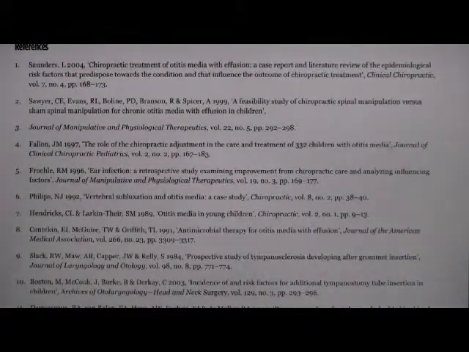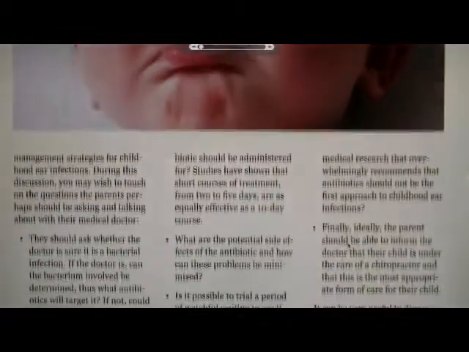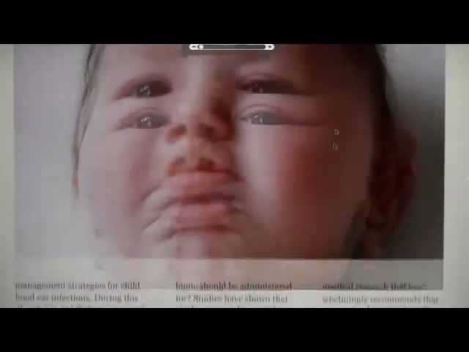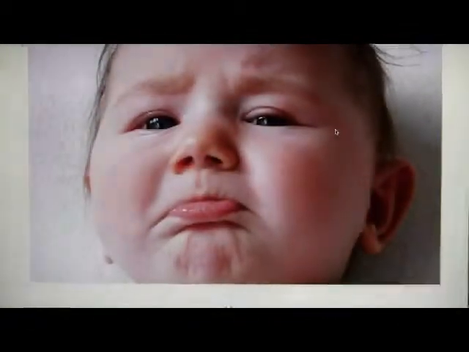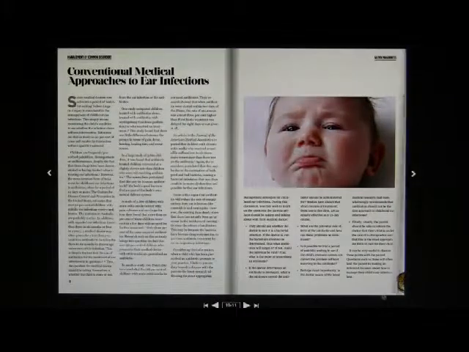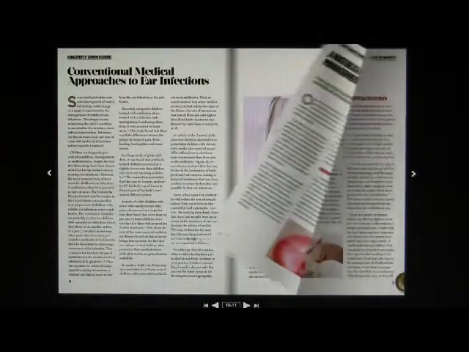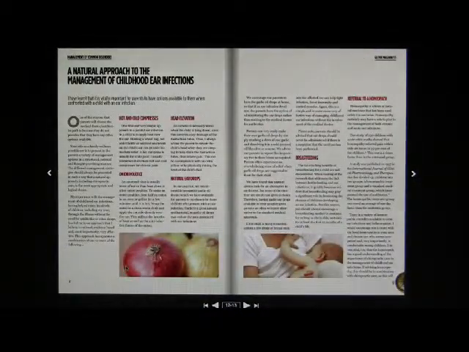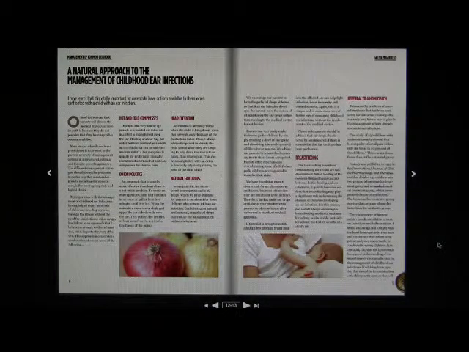Included in this module is also a list of essential questions that the parent should perhaps be asking their medical doctor when an antibiotic is prescribed for their child. The discussion then moves on to a more natural approach to childhood ear infections. A variety of management options is explored which will very importantly allow parents to assist in the management process.